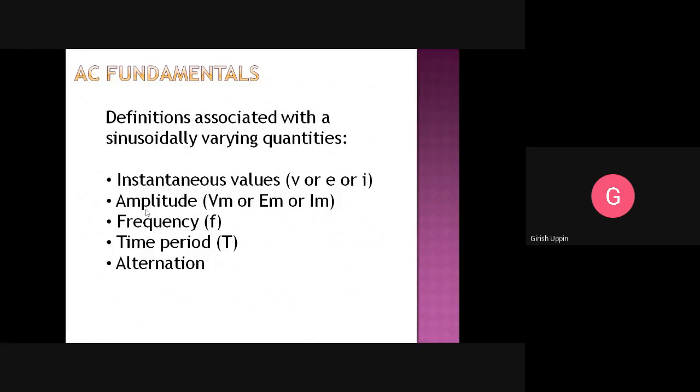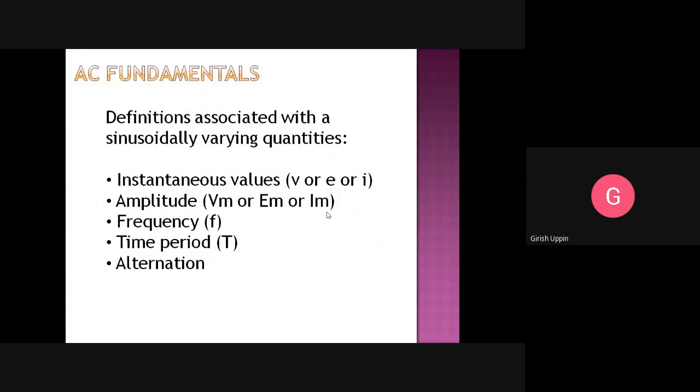Then amplitude or the peak value. Every sinusoidal waveform has a peak value. That peak value is called the amplitude, and it is a constant for a given waveform. So Vm or capital Em, these are the peak value or the amplitude of the voltage, and Im is the peak value or the amplitude of the current.